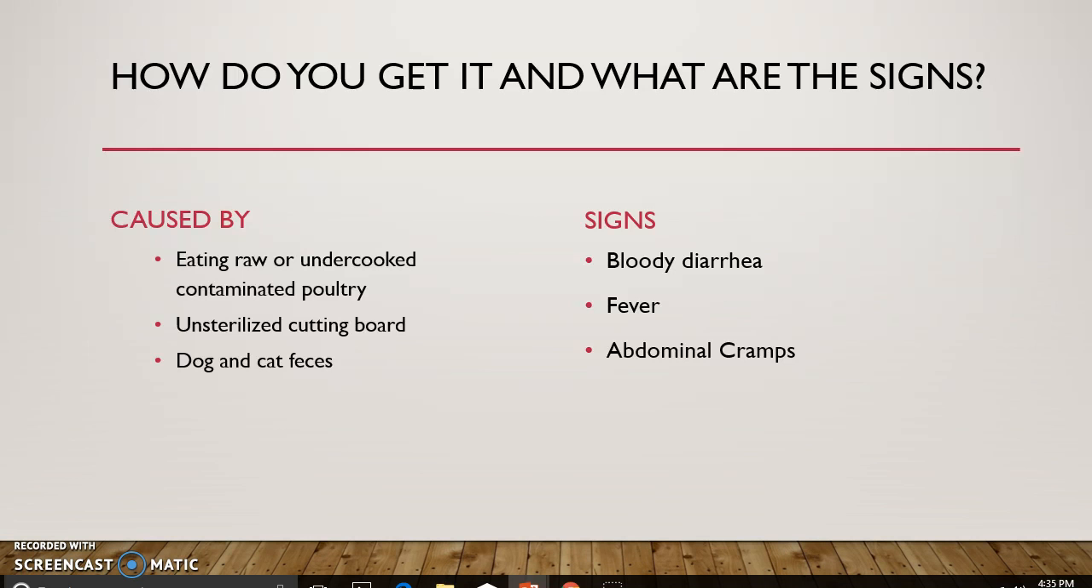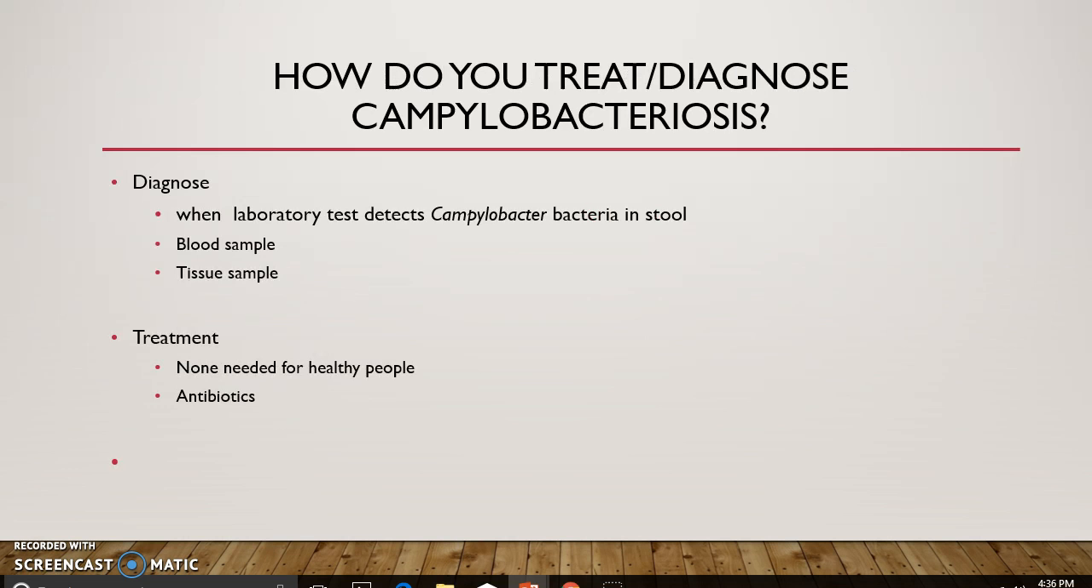Dog and cat feces is also how people can get this. The dogs and the cats are carriers for it. Some signs of it are bloody diarrhea, fever, and abdominal cramps. So how do we treat it and how do we diagnose it? We diagnose it by laboratory tests. Basically, they're looking at stool. They can look at blood and tissue samples, but most of the time they're just looking at the stool to diagnose it.